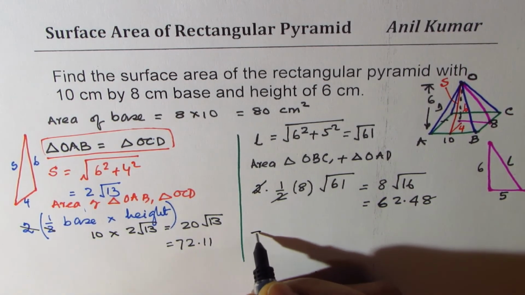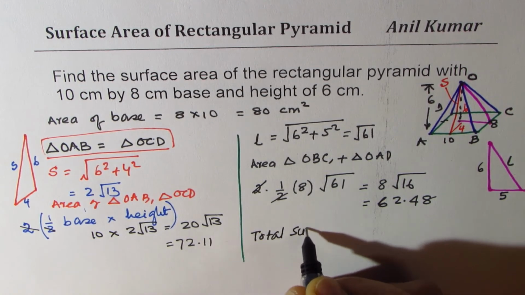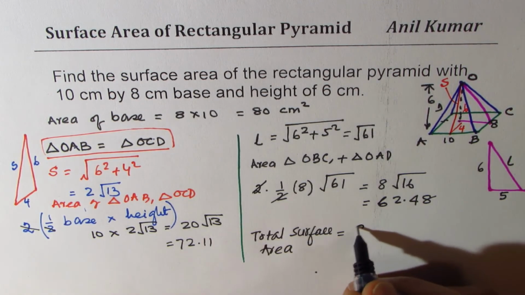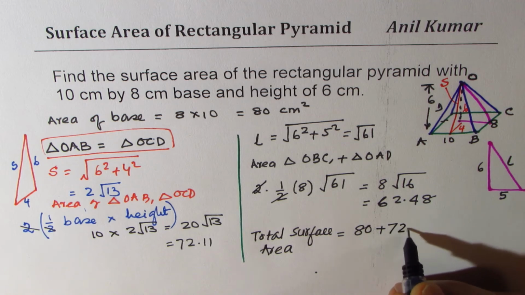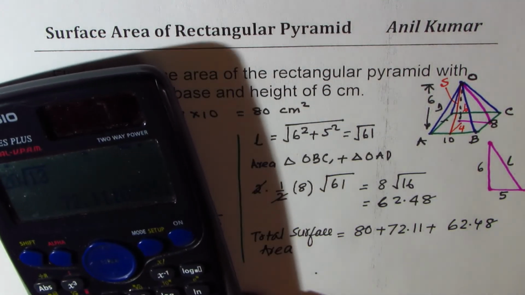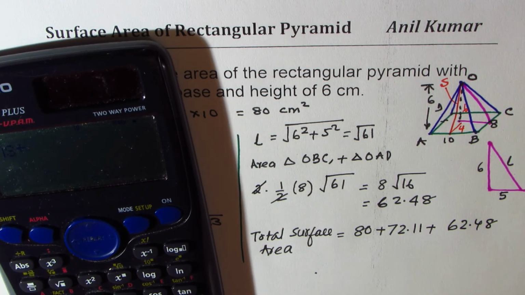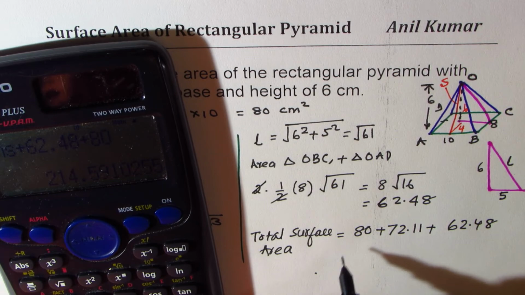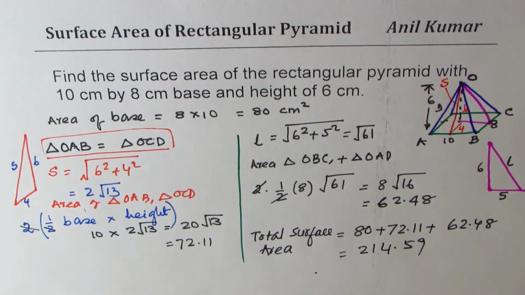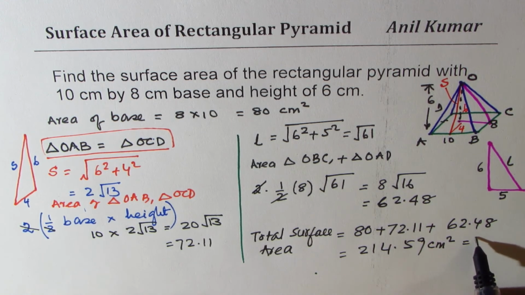So total surface area is how much? Is equal to 80 centimeters square plus 72.11 plus 62.48, right? So let's add them. So we have 72.11 already plus 62.48 plus 80, which is equal to 214.59 centimeters square. Now we can round it to 215 centimeters square to whole numbers.